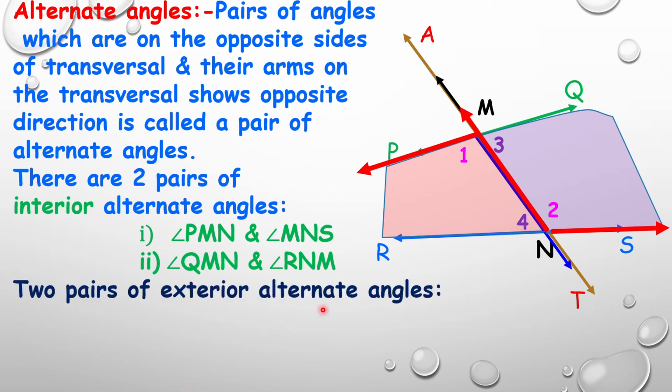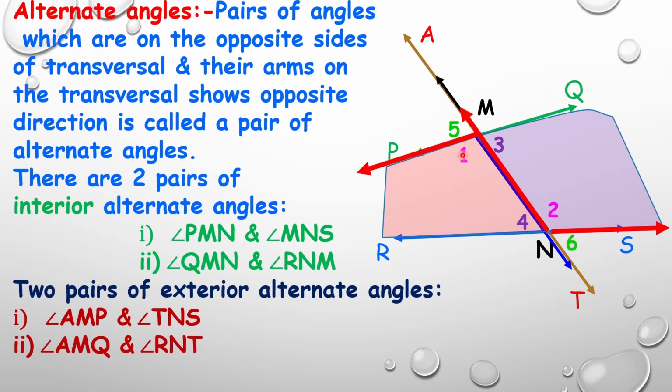Two pairs of exterior alternate angles. These exterior alternate angles are formed at the exterior part of the lines. So first pair of exterior alternate angle is angle AMP and angle TNS. In figure, angle AMP. Arms on the transversal is MA in upward direction, and in angle TNS, arms on the transversal is NT. This is in downward direction, and other arms are MP and NS are on the opposite side of transversal. This angle is shown by number 5 and 6.